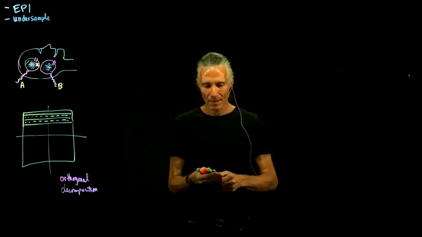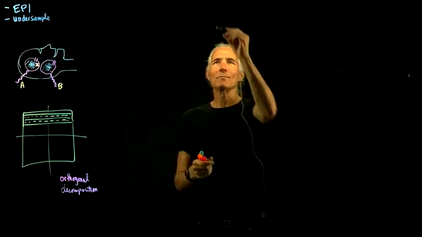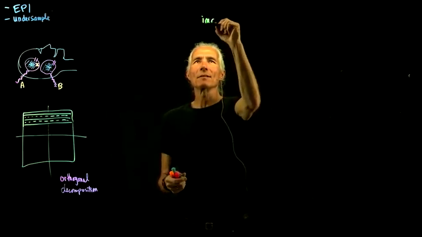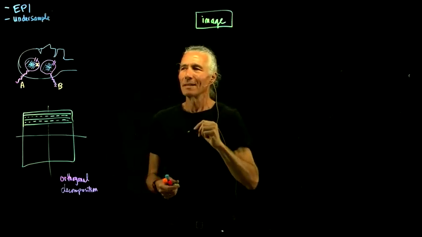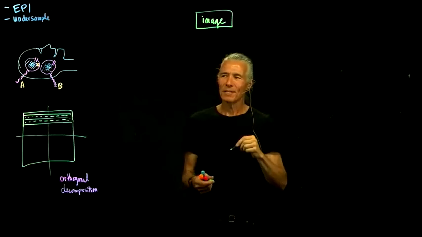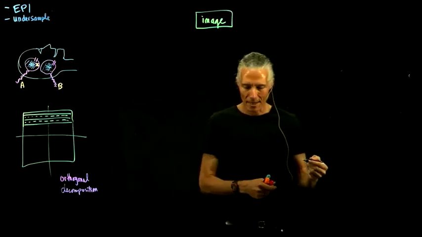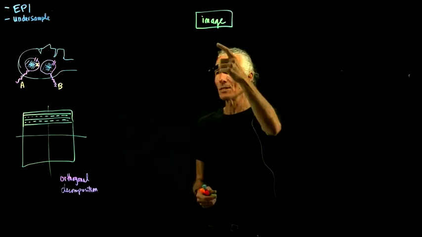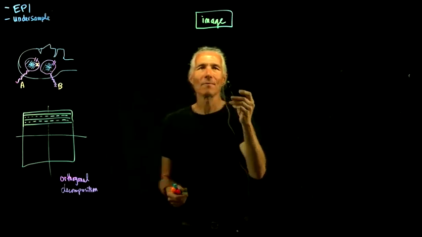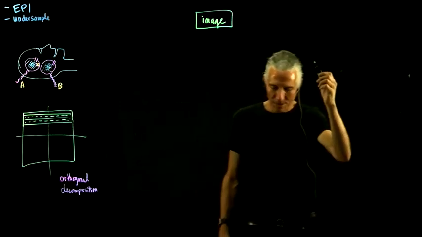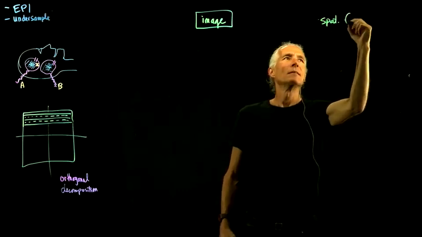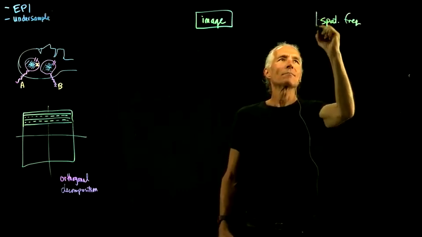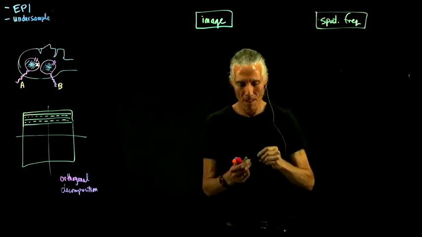So if we start on this side with the image, convolution in one domain is the same as multiplication in another domain. And so here's the image side of things, and then here's the spatial frequency side of things. So that's after we Fourier transform.